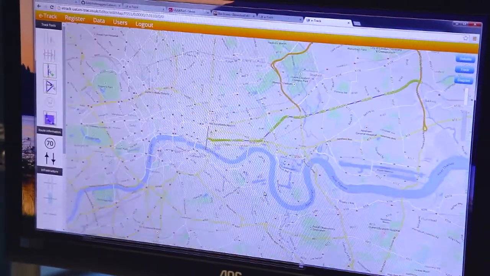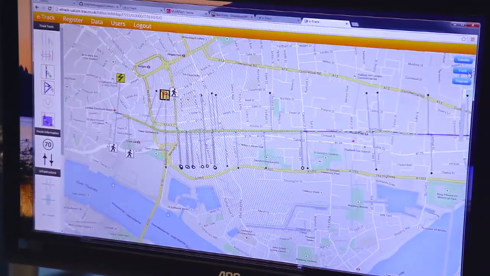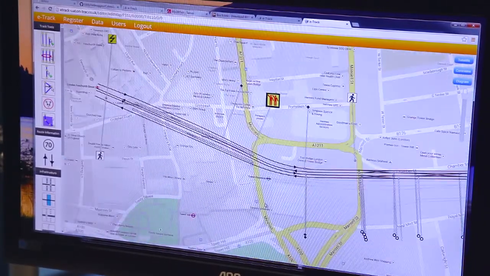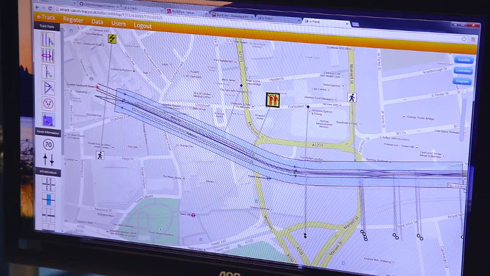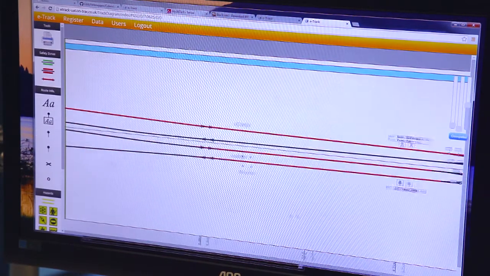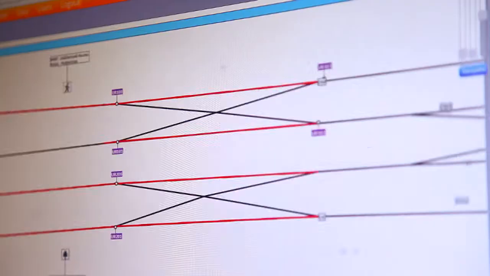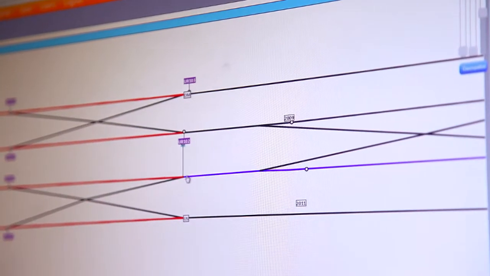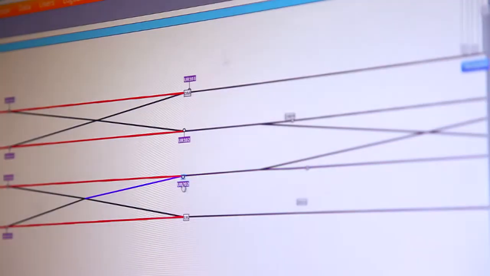The software itself is a web-based solution, and the purpose of that obviously means that anybody can get access to it using any device. It resizes itself, so it doesn't matter whether you're using smartphones or tablets to be able to access the information. The technology and the algorithms behind it and the workflows were designed specifically by eTrac with, in this case, the rail sector in mind.